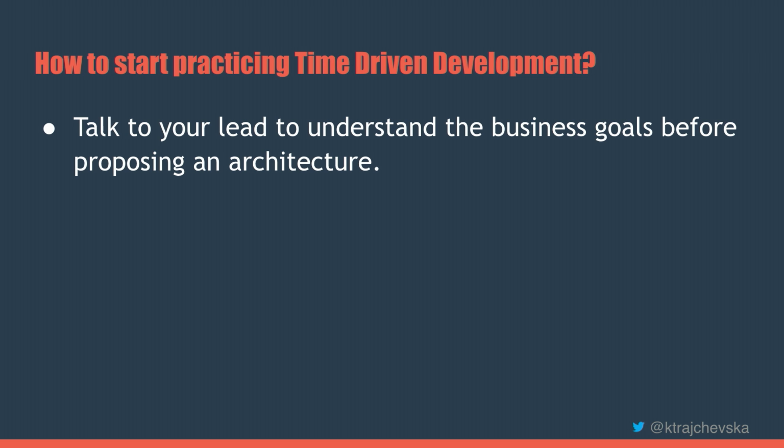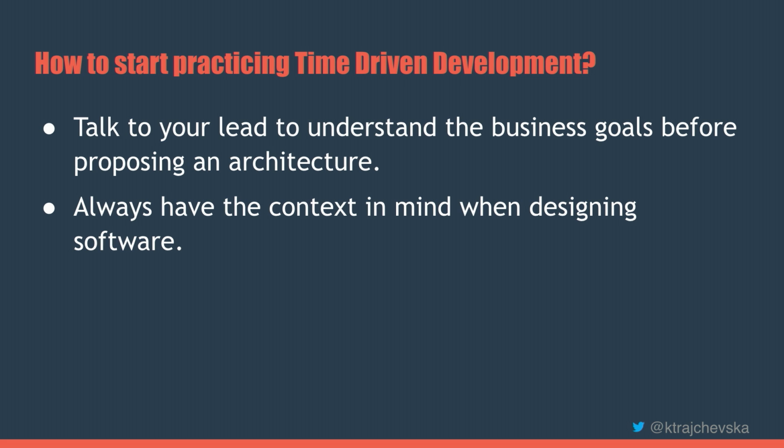So how to start practicing this? The first step is to talk to your product team, try to understand the business values, why you're doing things, what you need to implement when you propose architecture for it, because based on that you will know what would be the best use of your time.